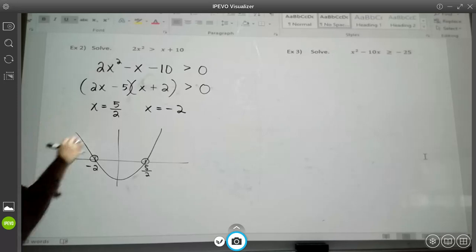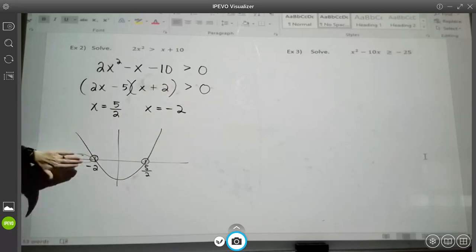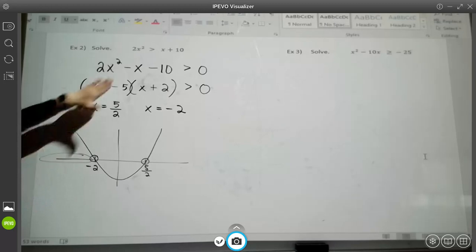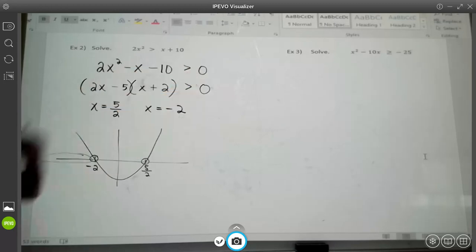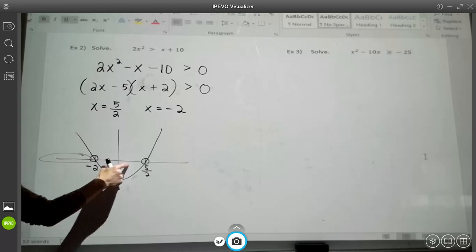Perfect. All right, according to the graph, if you plug a number in between negative 2 and 5 halves in, what kind of number do these x values make come out? A negative number. Will the negative numbers be greater than 0? No, these are bad x values. These will not make our inequality true.